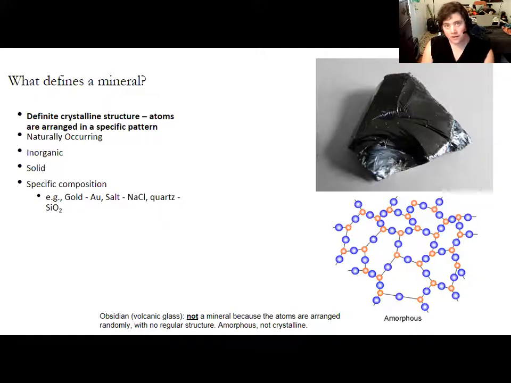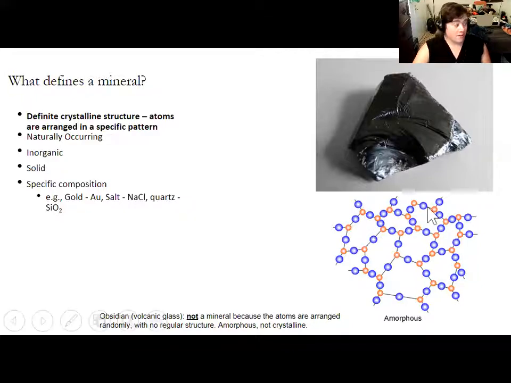And a crystal is just a regular geometric arrangement of atoms. On the atomic level, all minerals are arranged in a specific pattern called the crystal lattice. And for something to be a mineral, the atoms have to have a crystal arrangement. So this is obsidian or volcanic glass, which you find in areas that have experienced volcanism. It forms when magma cools really, really quickly, so quickly, in fact, that it doesn't have time for the magma to crystallize and form minerals.